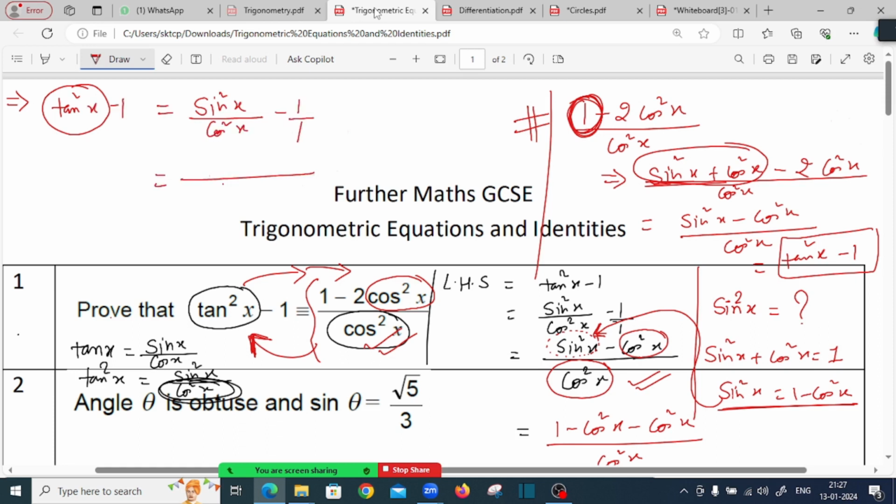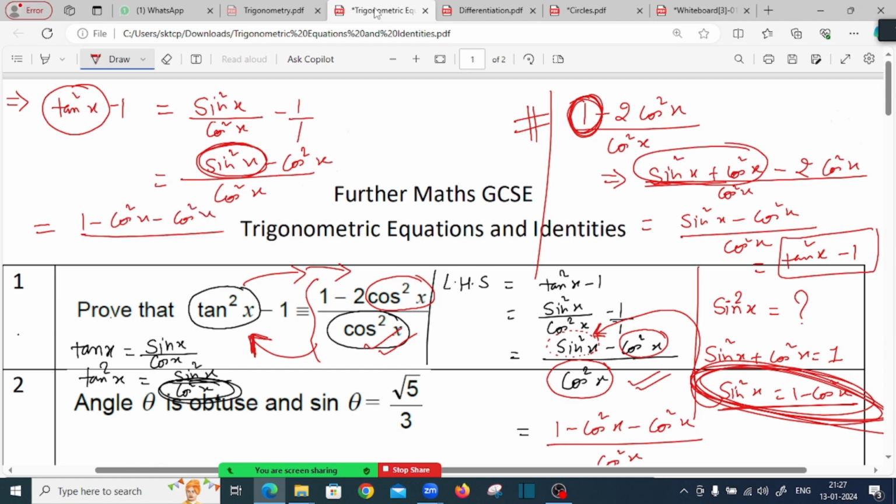Now I am going to take the LCM. So it will be cos square x in the denominator, and sine square x minus cos square x in the numerator. Now when I saw this proof, I saw that there is no sine square x term here, only a cos square x term. So I will replace this sine square x with the identity 1 minus cos square x. So I replace it: 1 minus cos square x minus cos square x upon cos square x. So you will get the required result: 1 minus 2 cos square x upon cos square x. Any problem? No, no. Okay, so understood.